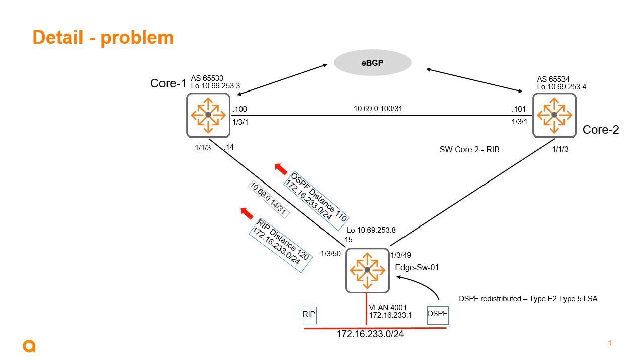Now note the difference in admin distance for each routing protocol, 110 for OSPF and 120 for RIP. So that's all well and good. In the core 1 switch routing table, the OSPF route is preferred as it has an admin distance of 110, which is lower than the RIP admin distance of 120. And this is the route that is entered into the route table. That's exactly what we want.